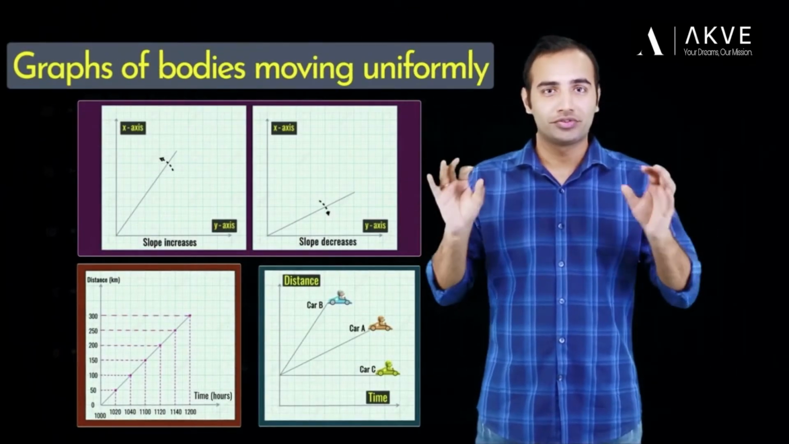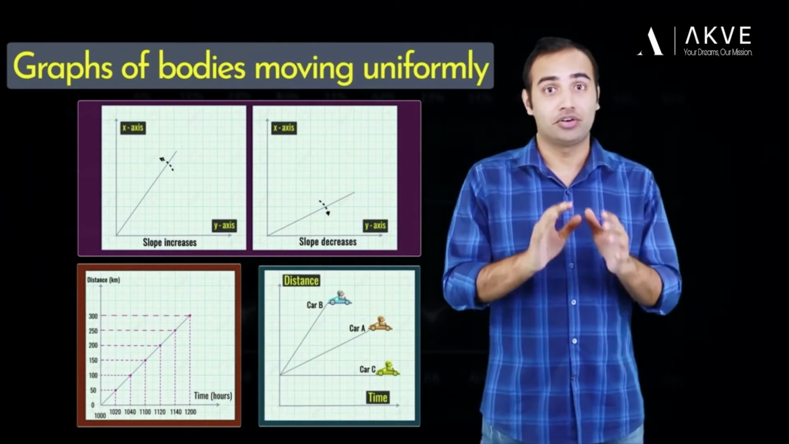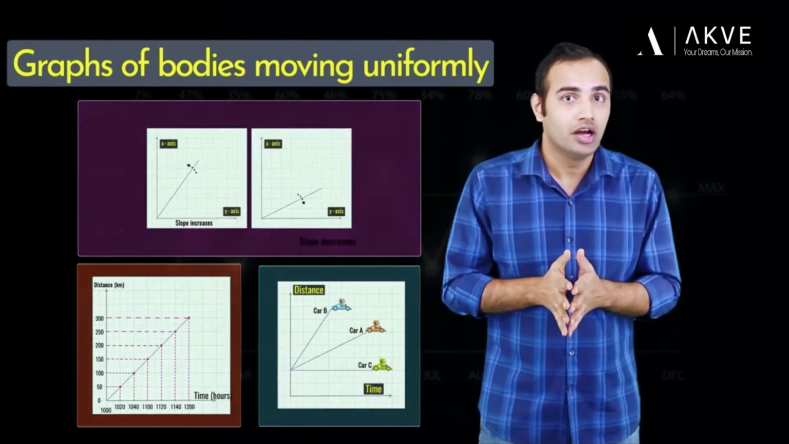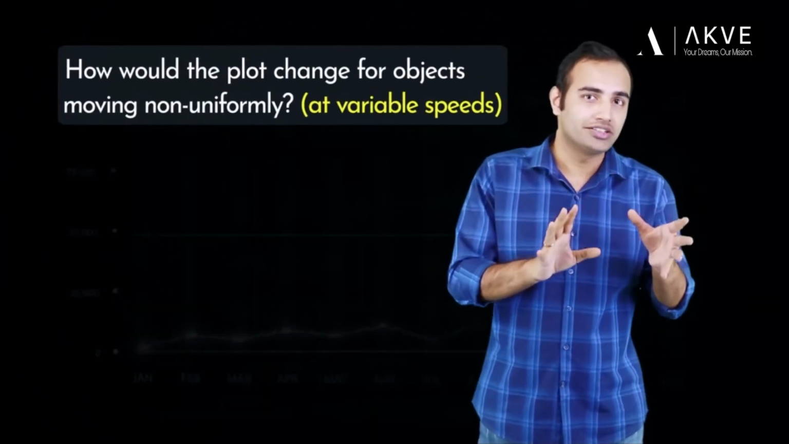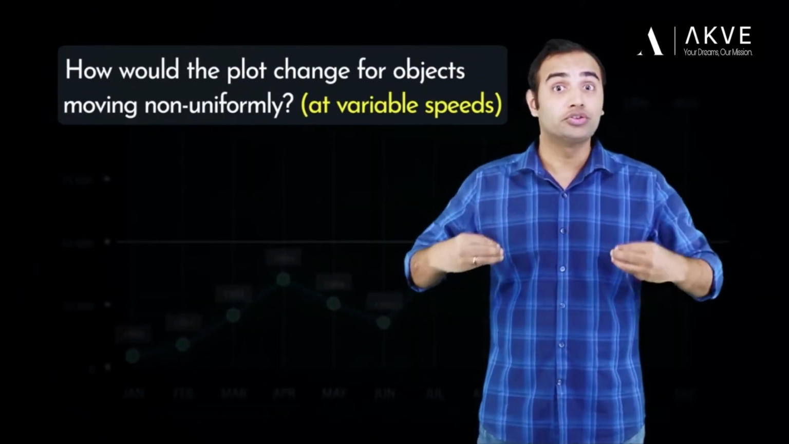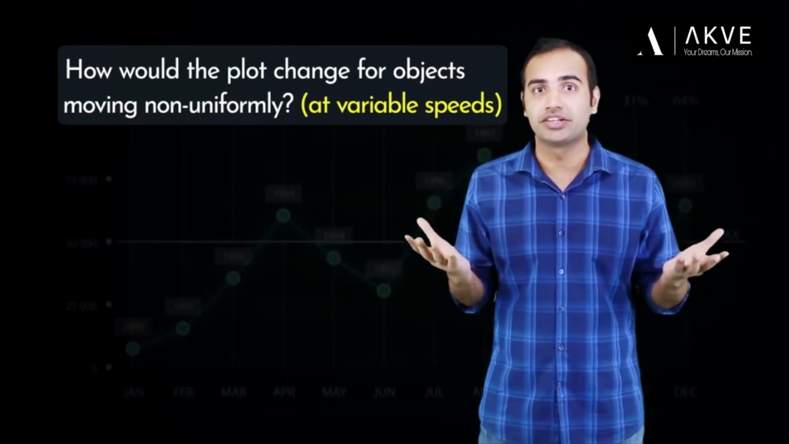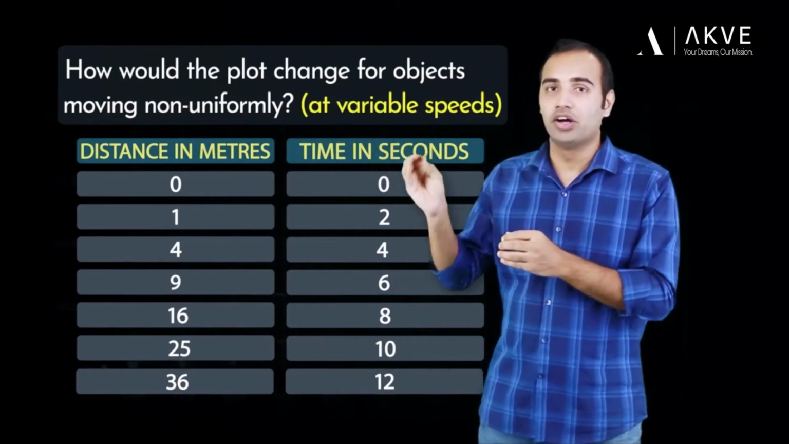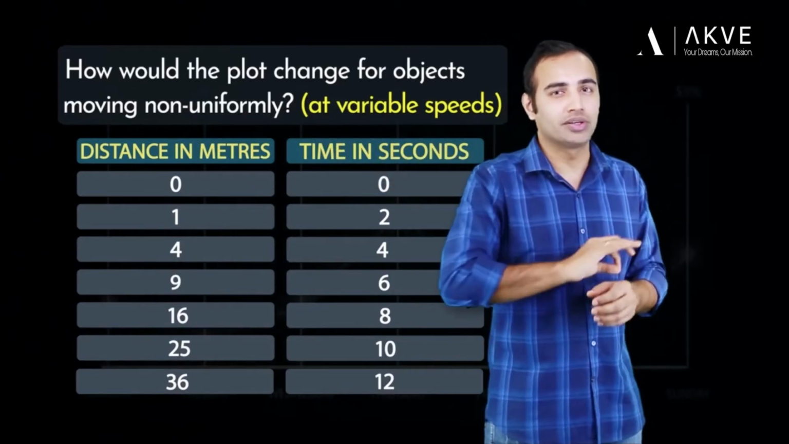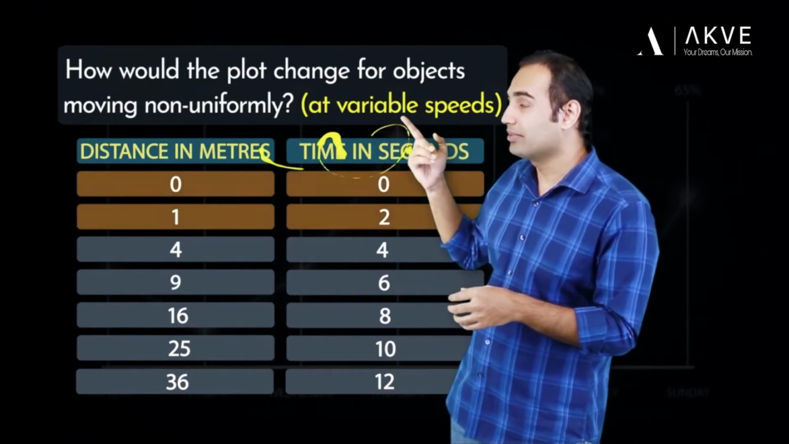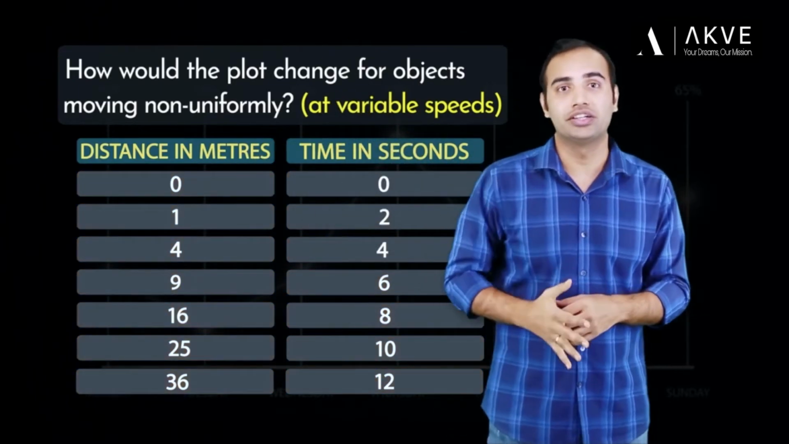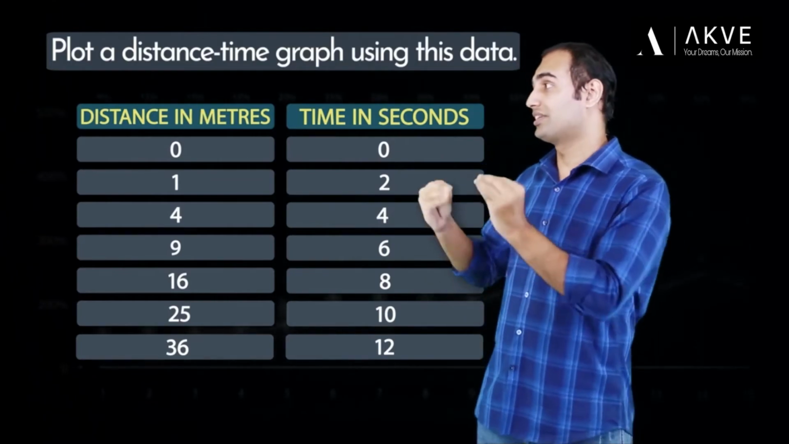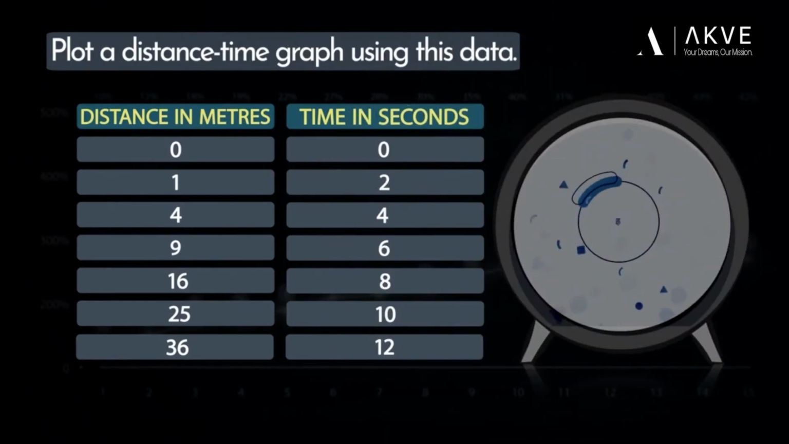So guys, by now we have talked about the distance time graphs of those objects that move uniformly or at constant speeds. But how do you think the plot would change if we have an object moving non-uniformly or at variable speeds? Well, for that, I have got some data in this tabular form for a car moving non-uniformly. The distance covered and the time taken values are given over here. I want you to go ahead and plot a distance time graph using this data. Your time starts now.